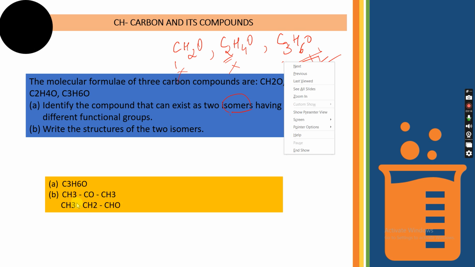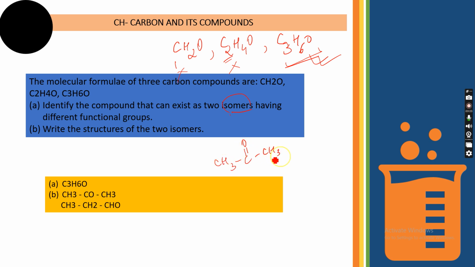The two isomers are CH3COCH3, that is propanone, and the other one is the aldehyde, propanal, CH3CH2CHO. But when you are writing the structures, please write them in expanded form, not in condensed form. The examiners prefer the expanded form. So draw the chain structure, with 3 hydrogens here, and the remaining will be the hydrogens. That's how you should write the structure.